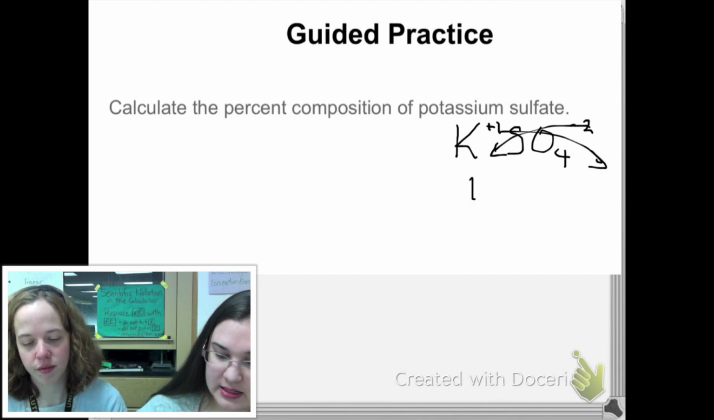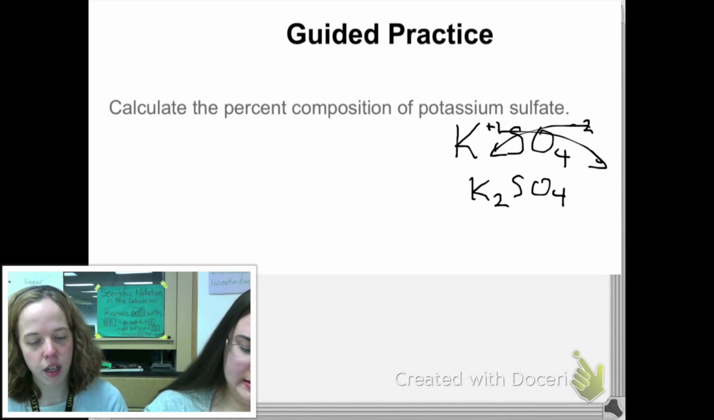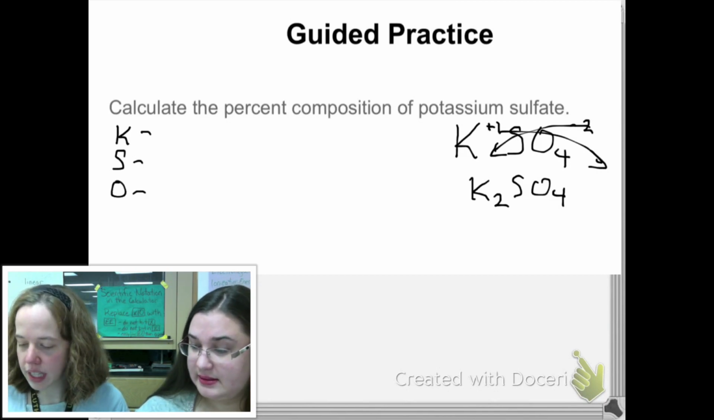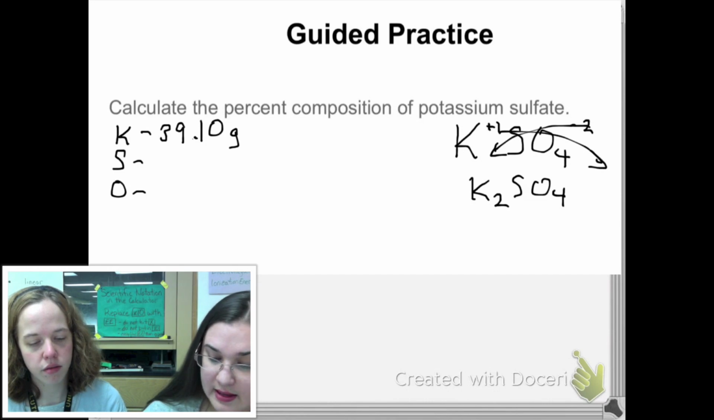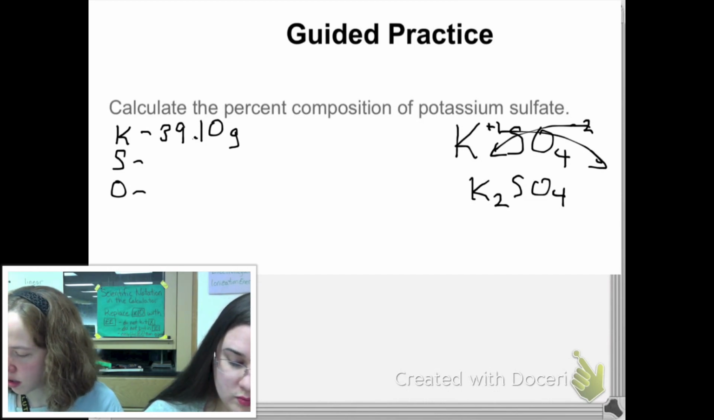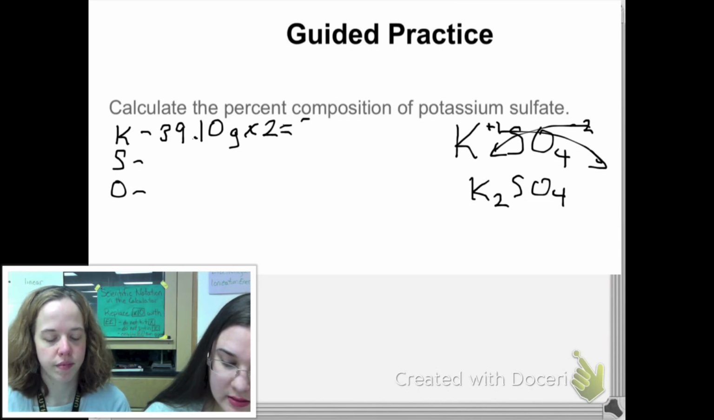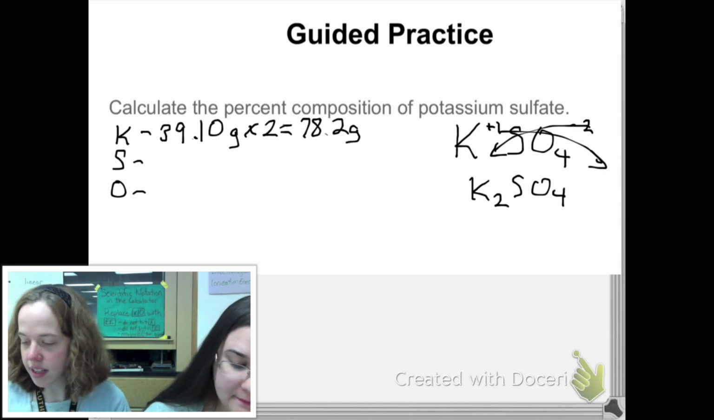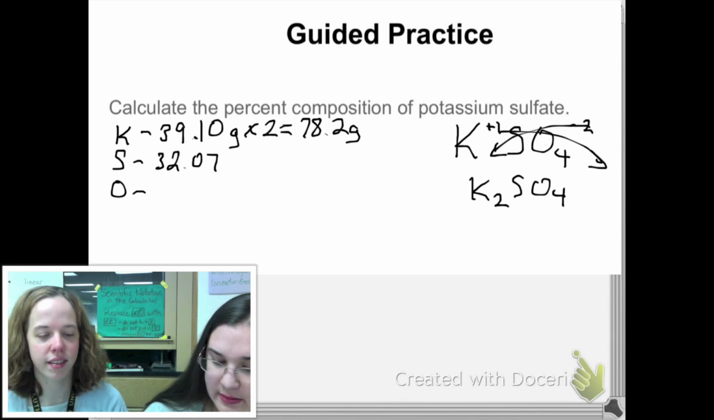So K2SO4. All right, so now we're going to do just like we've done on our others. So break up into our separate elements: K, S, and O. All right, so our mass of K is going to be 39.10 grams per mole times how many do we have? I have 2, which gives us 78.2 grams. All right, and our S is 32.07. And how many of that do we have? 1. So we don't have to multiply by anything.